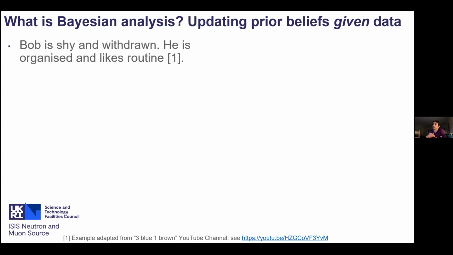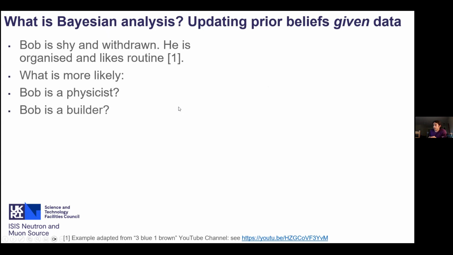We know they are shy and withdrawn, and we know that they are organized and like routine. So we're going to ask the question, what is more likely? Is Bob a physicist or is Bob a builder? I'm going to be highly stereotypical here for the purpose of this presentation. And my hypothesis is that fits. Bob is indeed a physicist.